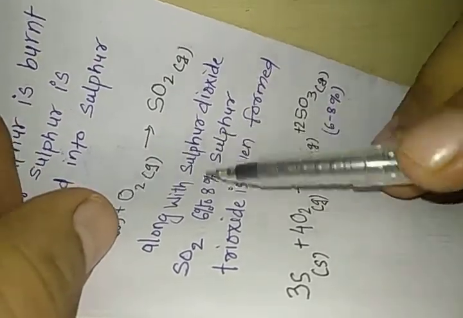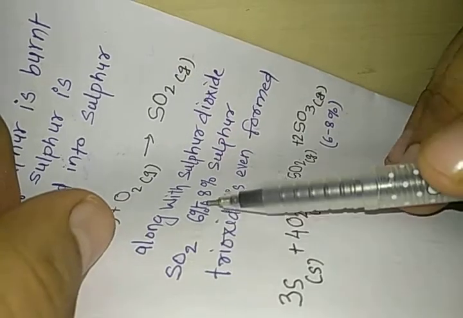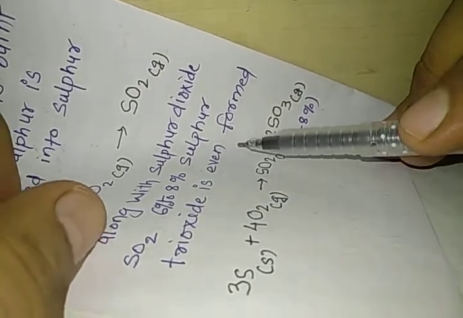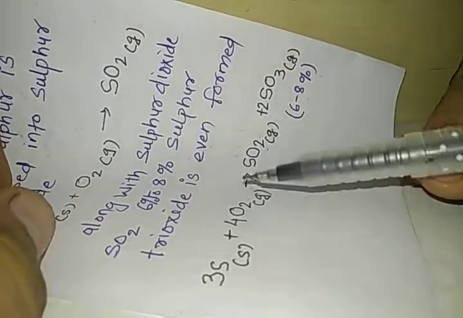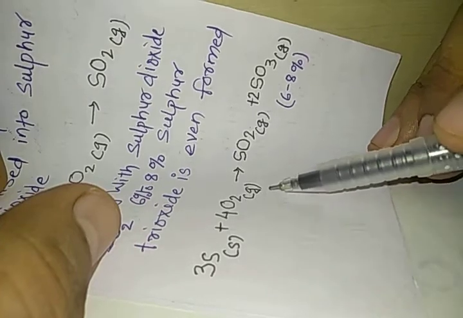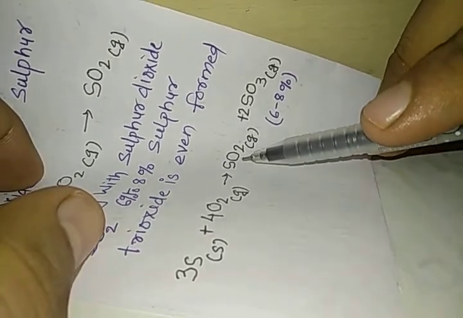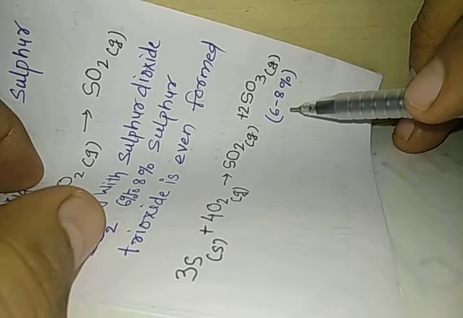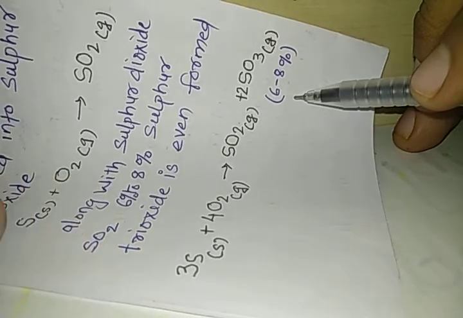Along with sulfur dioxide gas, that is SO2, 6% to 8% of sulfur trioxide is even formed. So the same reaction we should actually represent as 3 S solid plus 4 O2 gas, that gives us sulfur dioxide gas plus 2 sulfur trioxide gas, which is approximately 6 to 8% of this mixture.